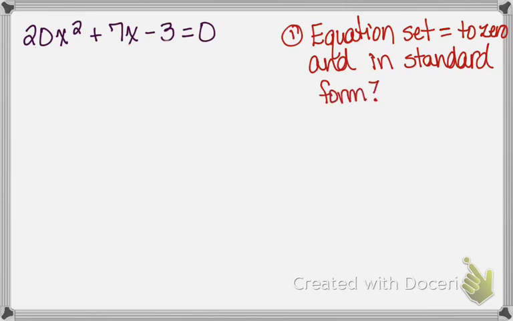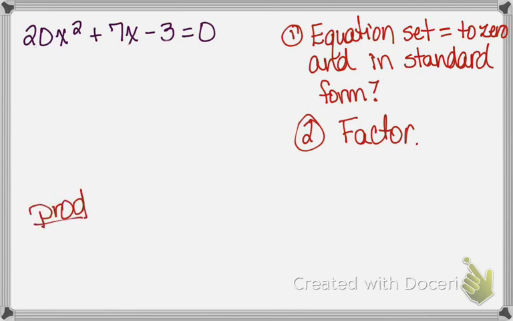Is the equation set equal to 0 and in standard form? Okay, it is set equal to 0. Then I have my x squared, my x, and my constant. So I'm in good shape. My second step is to factor. Now this is a trinomial that has a number in front of our x squared, so we've got to get our product and our sum.